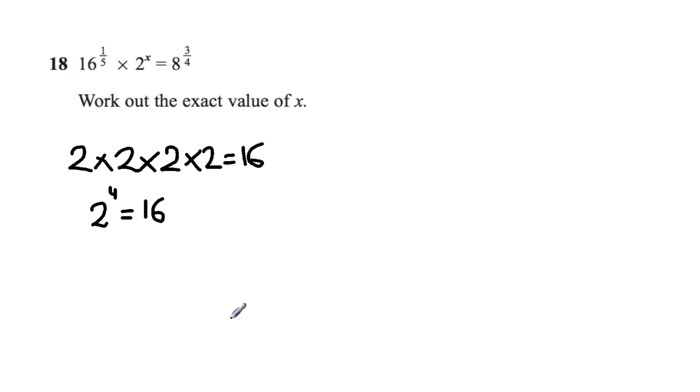So we now have 2 raised to the power of 4 in brackets, raised to the power of 1 over 5, times by 2 raised to the power of x, equals 8 raised to the power of 3 over 4.